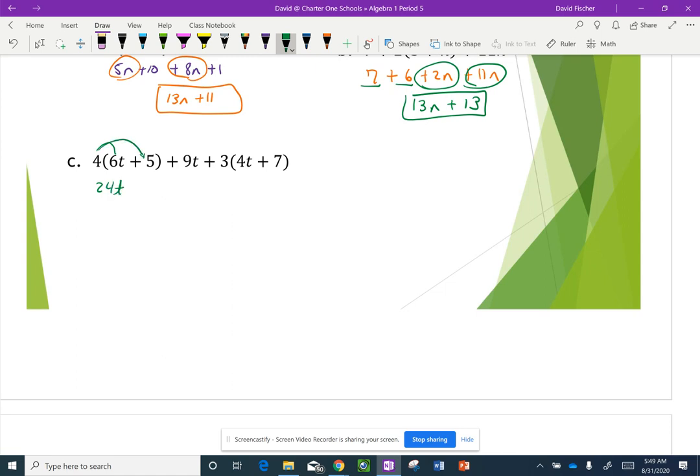You can try to make your t's into cursive so that we can make sure that we don't mistake it for a plus sign, because that kind of would look weird right there in itself. I'm going to bring down my plus 9t because there's nothing there to do, but now I need to do my distributive property over here.